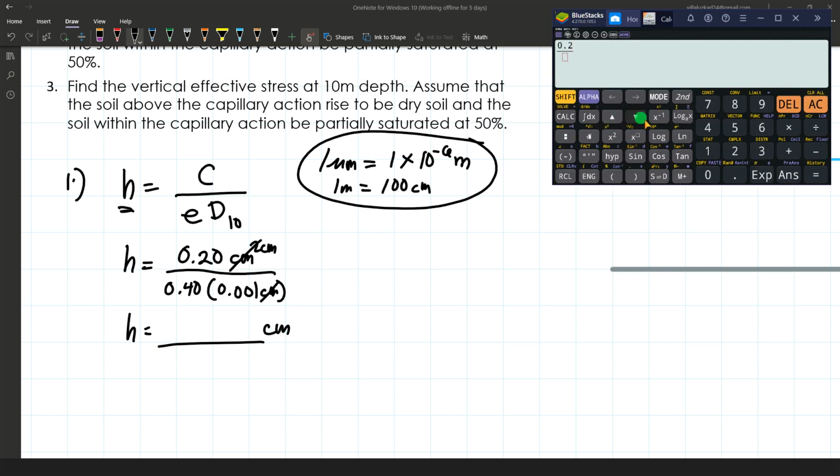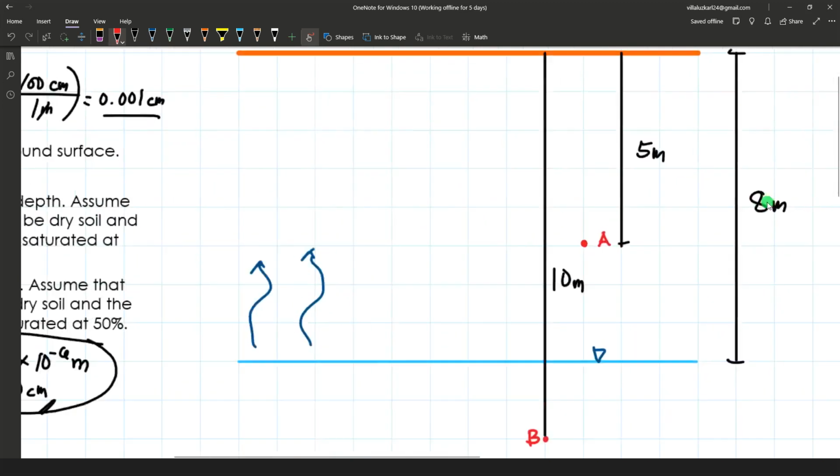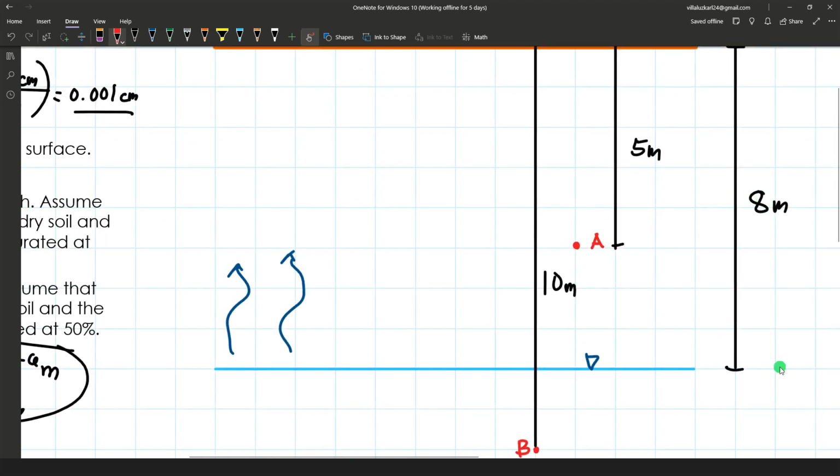Okay. 0.2 over 0.4 times 0.001. That's 500 centimeters. Or in meters, 500 centimeters divided by 100 using this conversion factor, the height will be 5 meters. 500 centimeters is equivalent to 5 meters. So that's your answer in number 1. It means that the maximum height that the capillary action reaches is 5 meters above the water level or the water table.